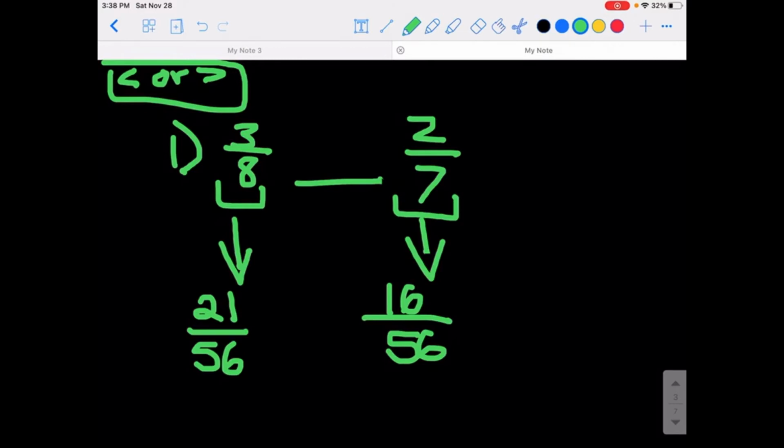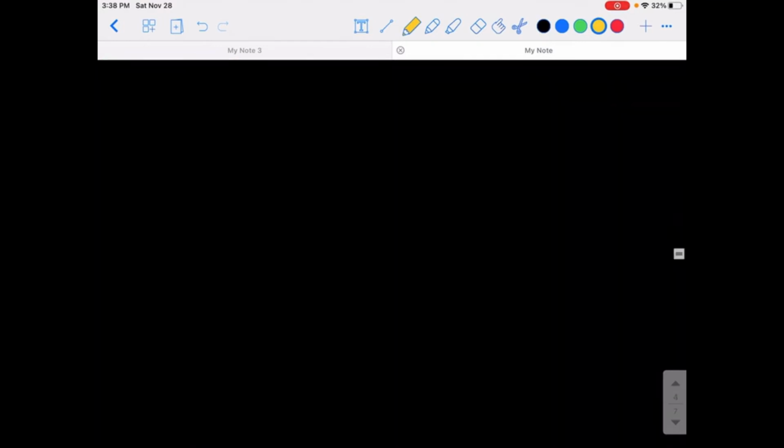Now this one is pretty simple and straightforward. 21 over 56 is greater than 16 over 56, right? It's going to become a whole number a lot faster, an easier way to think about it. Let's do a couple more examples.